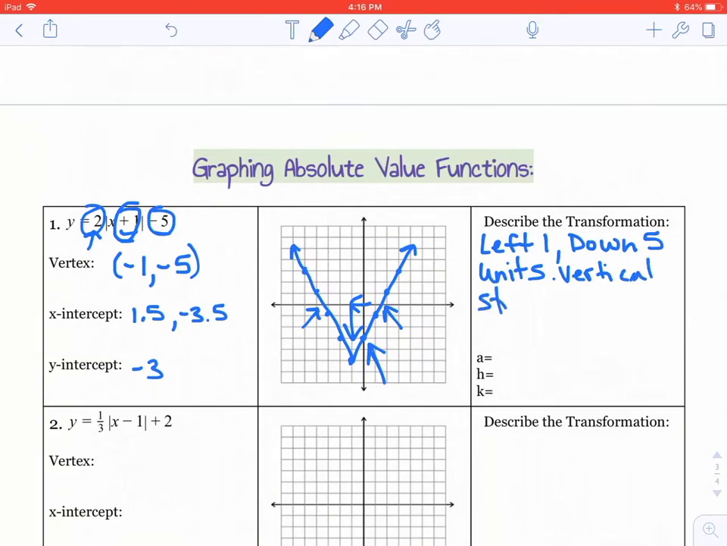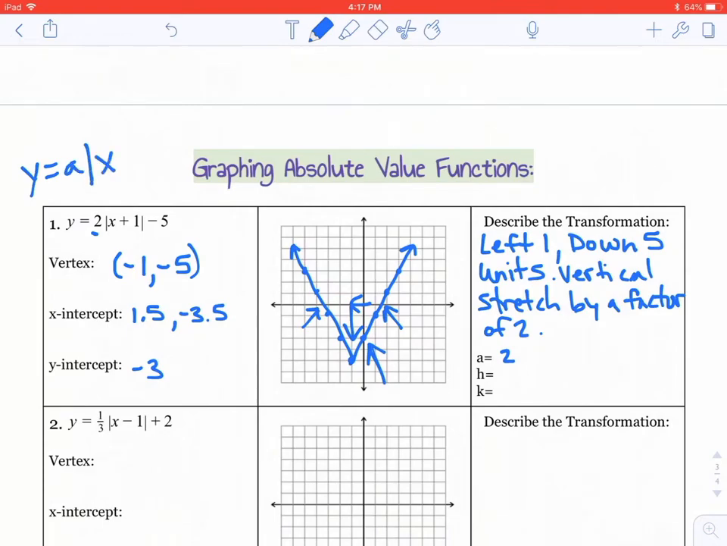Vertical stretch. Sorry, my pen is so sticky. By a factor of 2. So the A value in this case is that number right out front, which was the 2. Because remember, our standard form is y equals A times the absolute value of x minus h plus k. So A was 2, h was -1, and k was -5. Let me write that better.